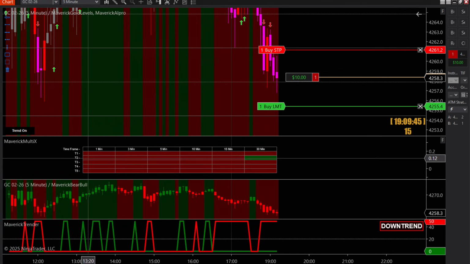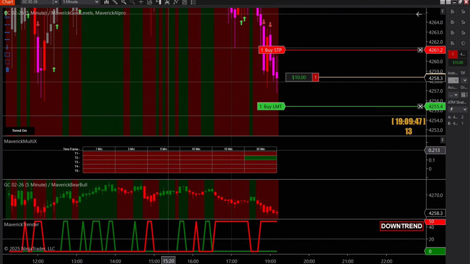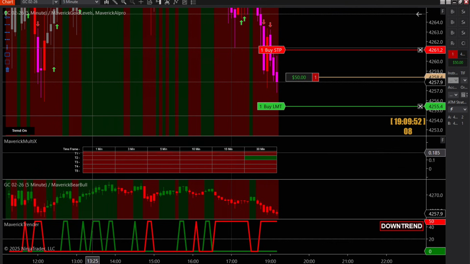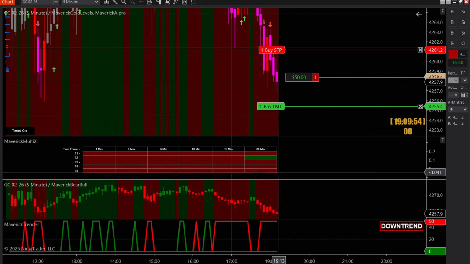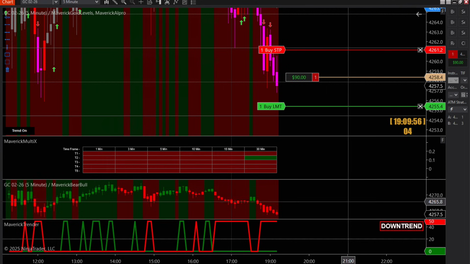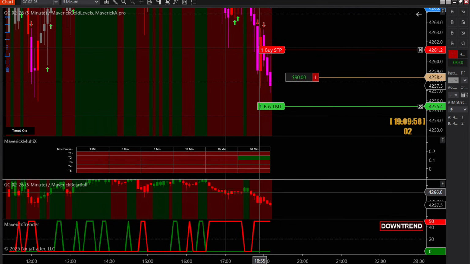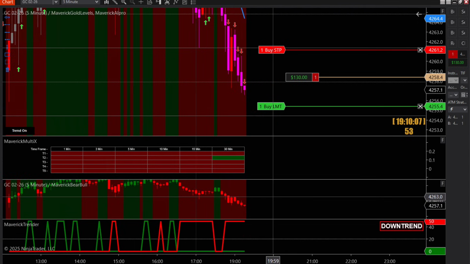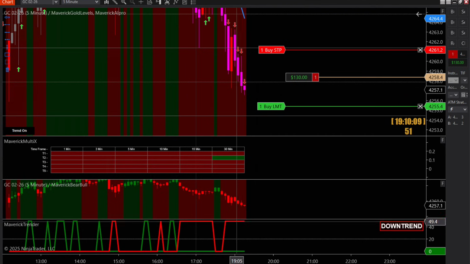The Maverick Multi-X, 5 traders voting across 6 time frames. Right now, they're all voting bearish for the most part, except for one little holdout on the 30-minute. But they're all very bearish. Our bear bull indicator, the bears are in control. Doesn't mean they'll be in control forever, but they are in control right now. And then the Maverick trender is pegged to the top.